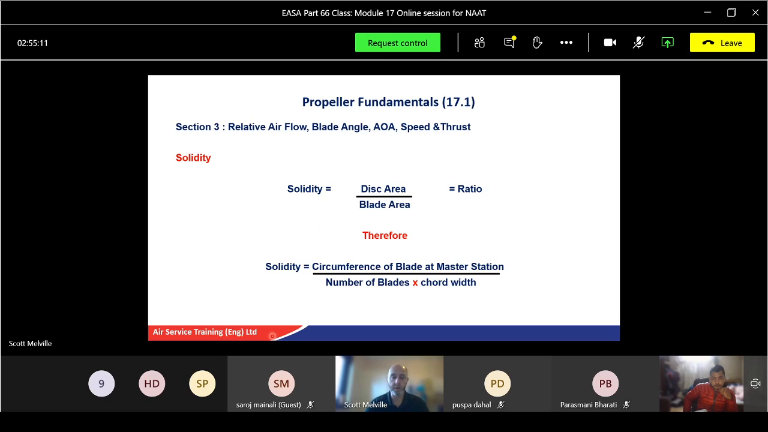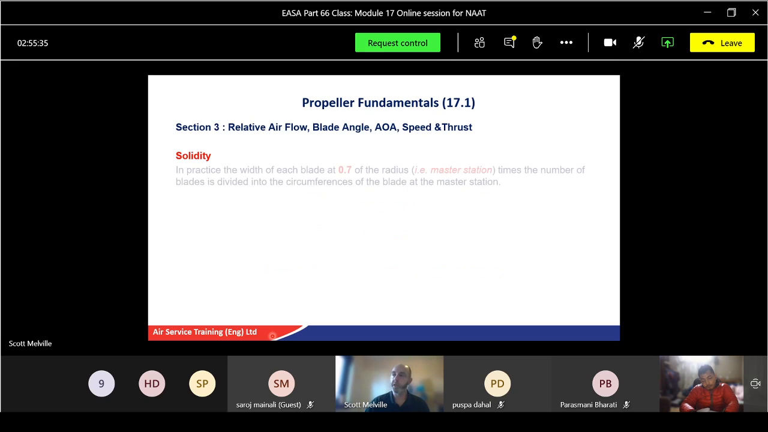You go, oh my goodness, we've got calculations already. What on earth? This is a propeller class, not a maths class. Okay, we'll take the time with this though. In the exam, you might or might not get it. It's one of those ones that might be, it might not be. We'll try and keep the numbers nice and easy though.